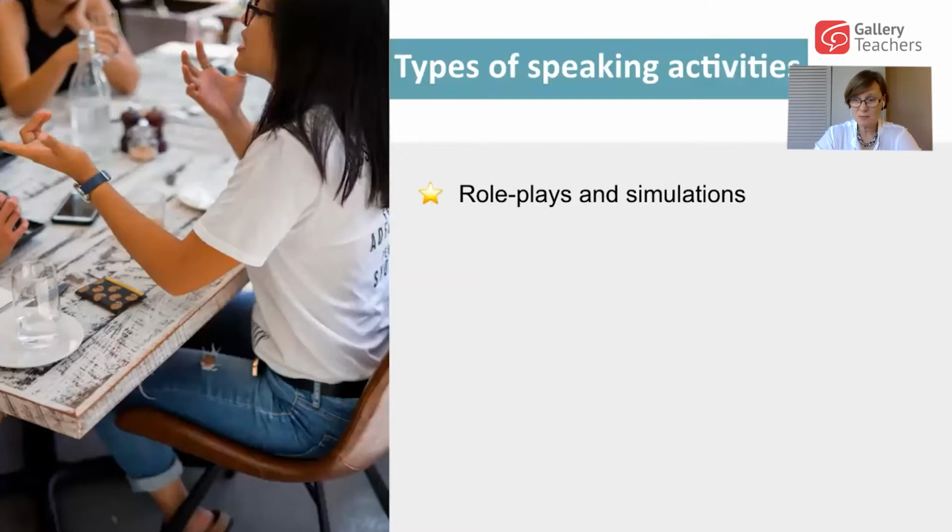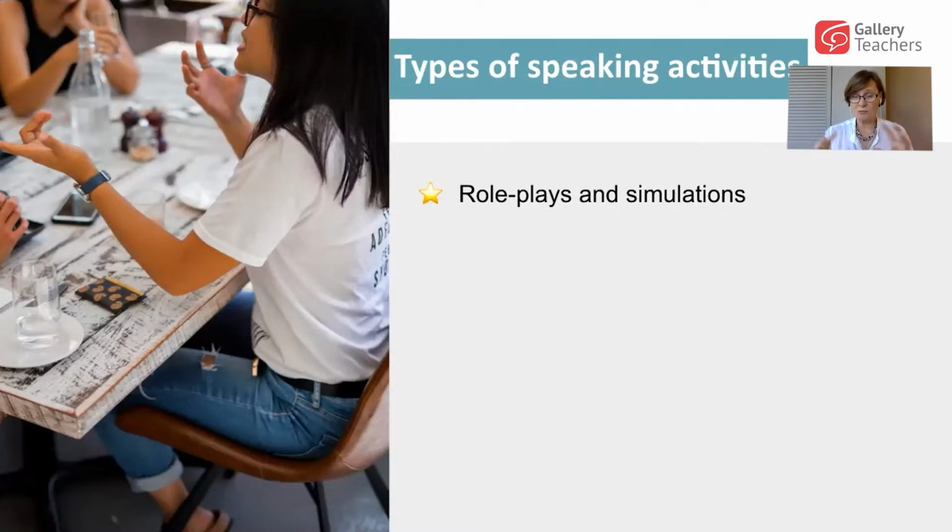Role plays and simulations. When we speak about role plays, the learners are given some information about the role. It can be a person, a job title, and they have role cards. They're given some preparation time and then they get together and act their small scenes using their ideas and information from the cards. For example, a mother, a father, and a teenage daughter are talking about their plans for holidays.